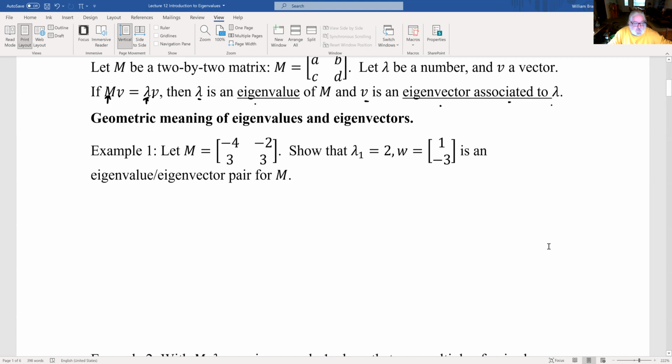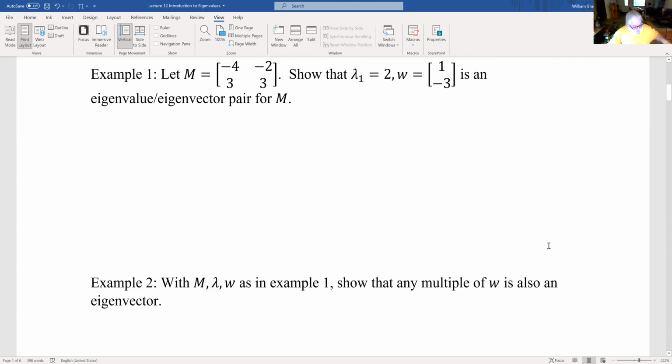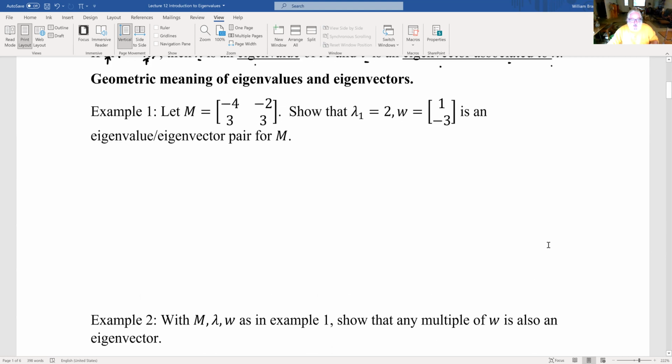So first thing is, let's start thinking about what these mean a little bit. Can we verify, if this is our matrix, that lambda, W is in fact an eigenvalue, eigenvector pair? MW equals lambda W is what we want to show.